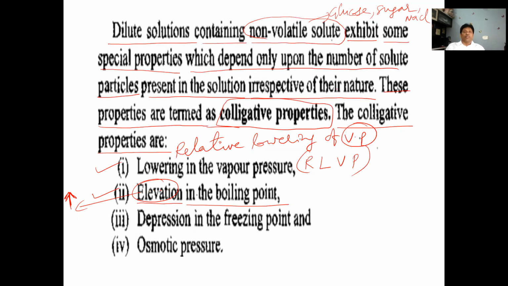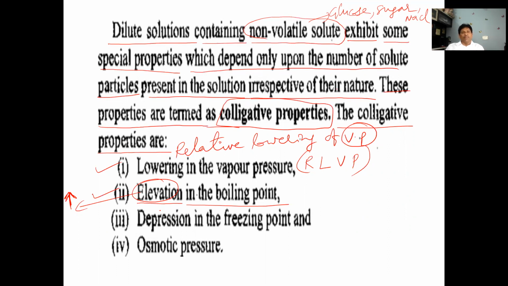Pure water has 100 degrees Celsius as its boiling point. The boiling point of a pure solvent is 100 degrees Celsius. Now, when we add glucose particles or sugar particles, that is, non-volatile solid particles, what happens is that the boiling point of water increases. That is called elevation in boiling point.